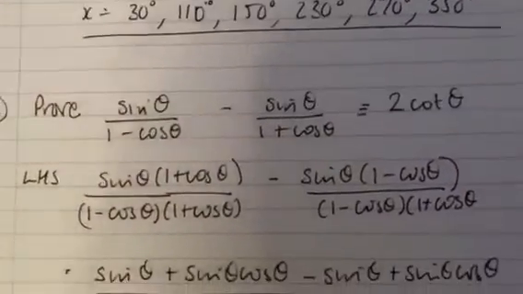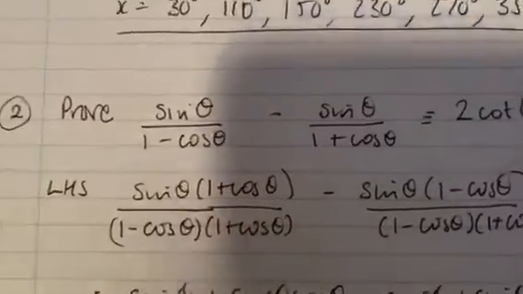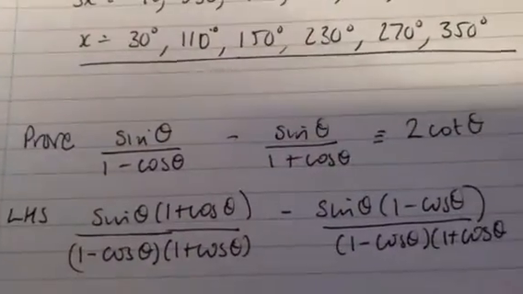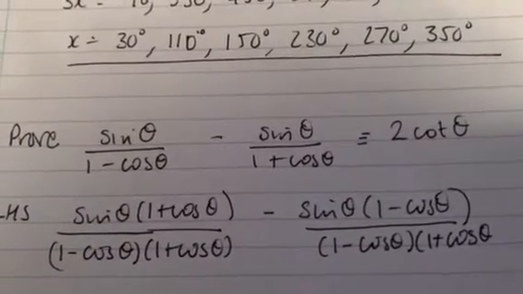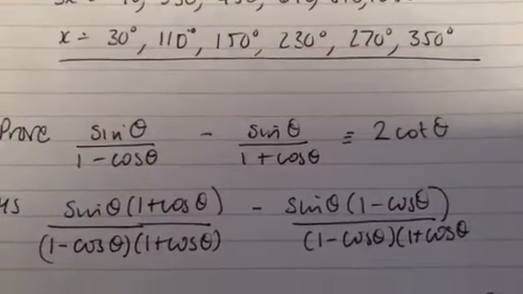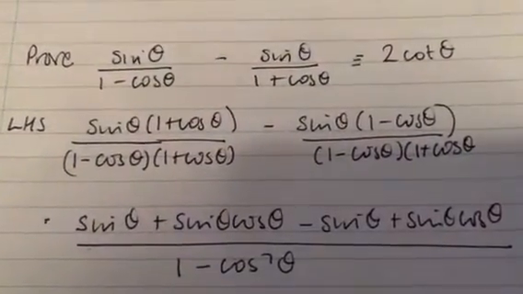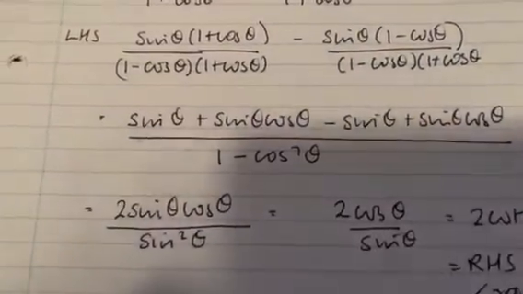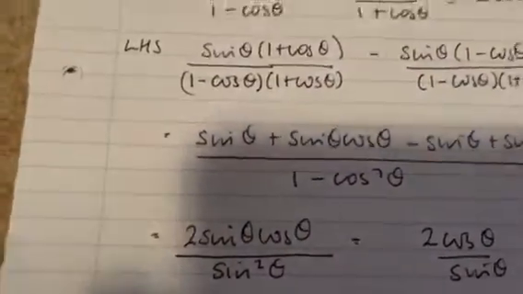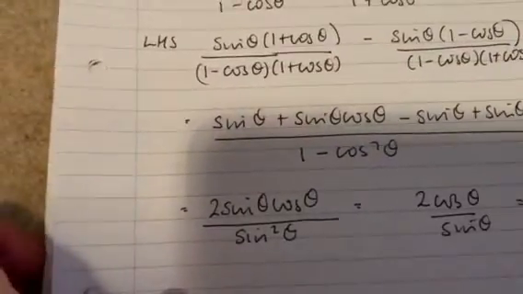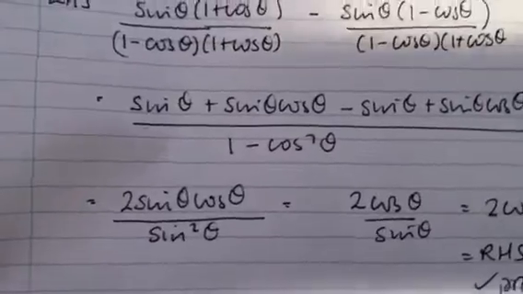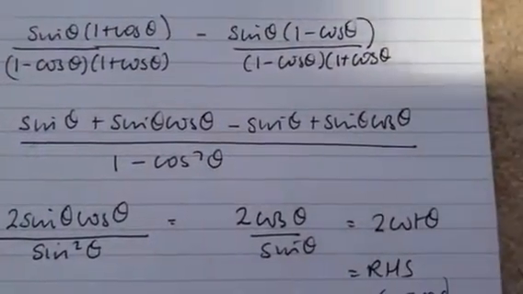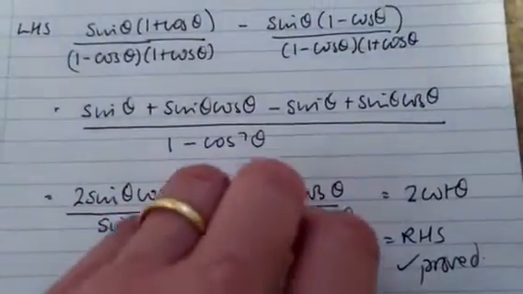Right, first of all, I'm going to take the left-hand side. So if I take the left-hand side, it's two fractions that I'm going to subtract, and I'm going to need a common denominator. So I get them over a common denominator. I then expand those brackets on the top, and my brackets simplify, and then I combine. 1 minus cos squared theta, I know is sine squared theta. Then I've got 2 cos theta sine theta, which of course is 2 cot theta. I've proved it.